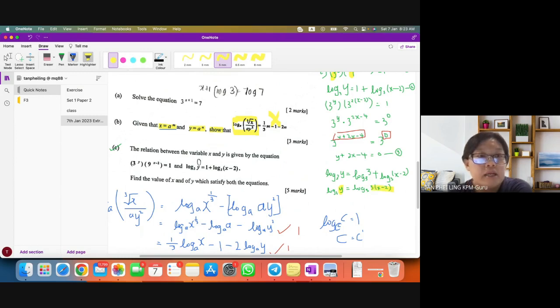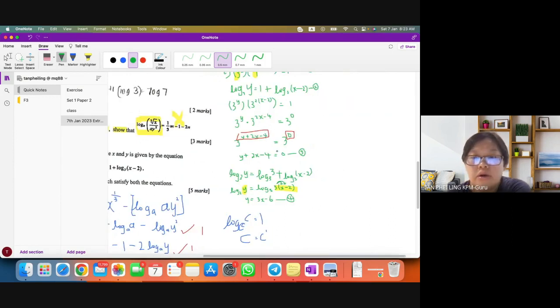Am I right? So now we make a statement that actually y equals 3x minus 6, because I straight away expand this here. 3x minus 6. So that's how I get my second, my fourth equation, I should say. So now I have equation 3 and equation 4.